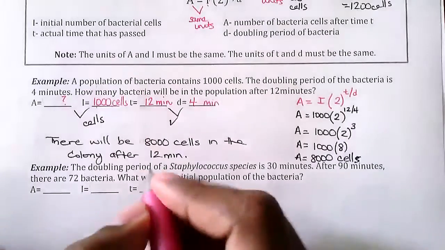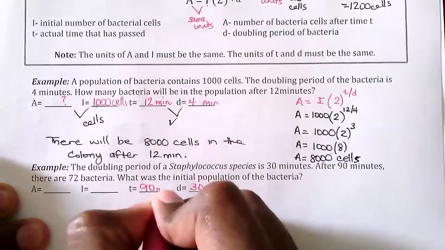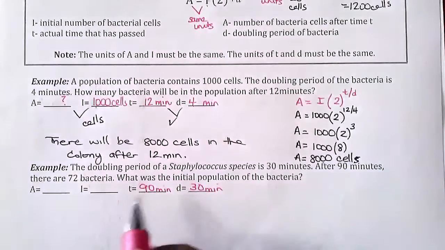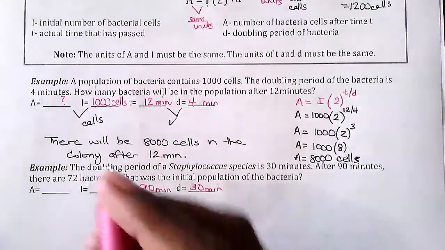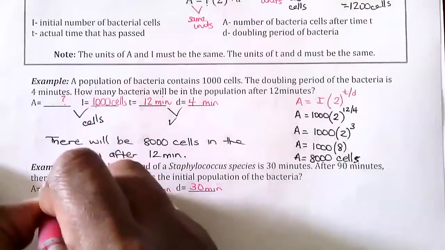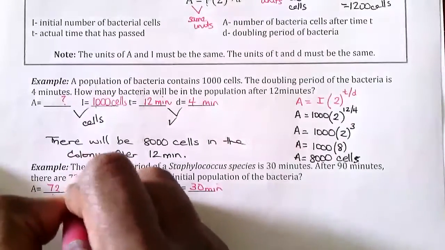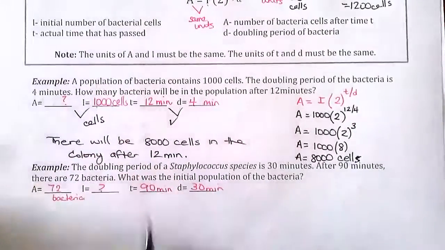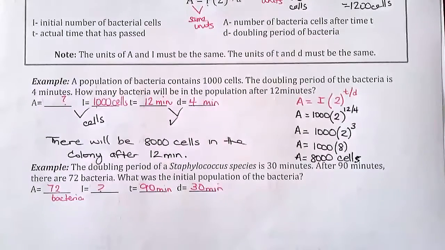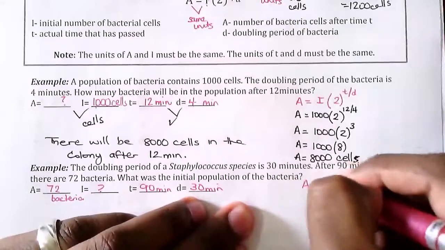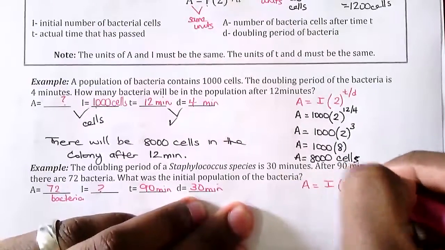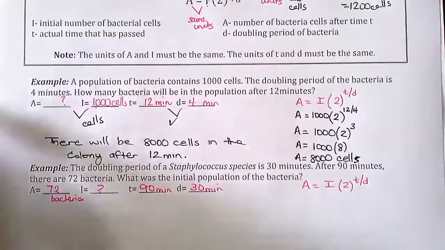After 90 minutes, so that's T, the amount of time that has passed, there are 72 bacteria. So after the time that has passed, there's 72 bacteria left. What was the initial population? So we're solving for the I this time. So again, write down the formula and start filling in the numbers you know.